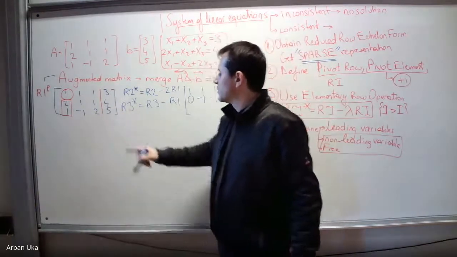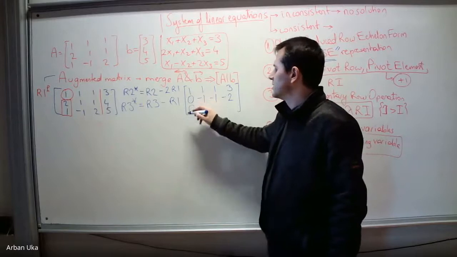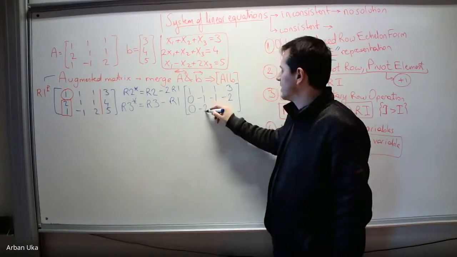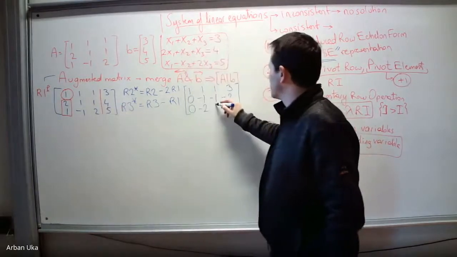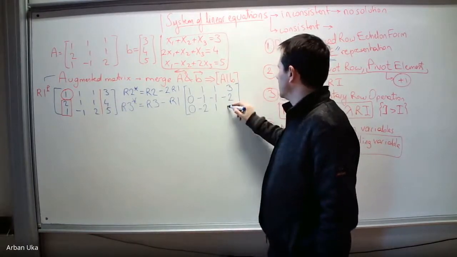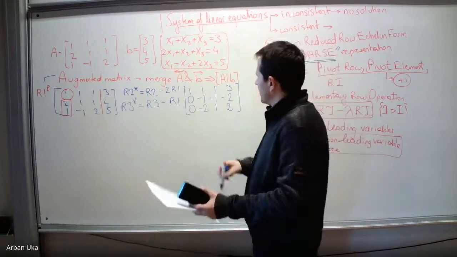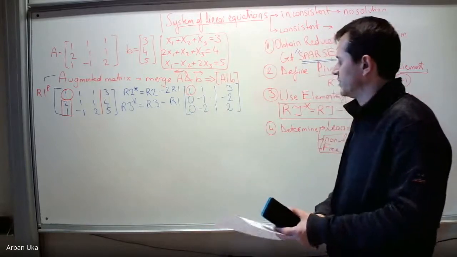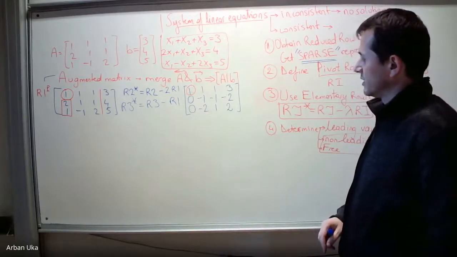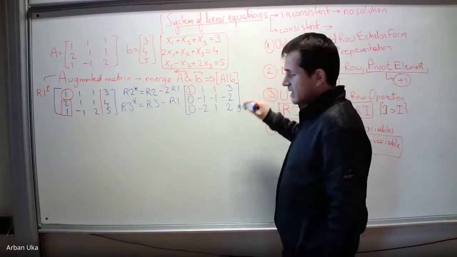Then we just subtract the first one from the third. So we get here a 0, minus 1, minus 1, minus 2. 2 minus 1 is 1, and 5 minus 3 is equal to 2. Okay? So we did it. So we kept this one as this was the pivot element. Now we need to get a second pivot row.